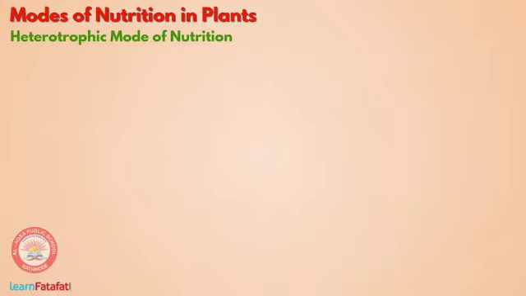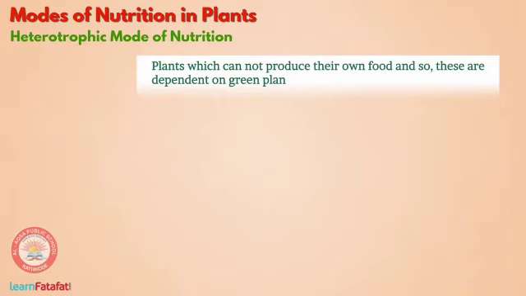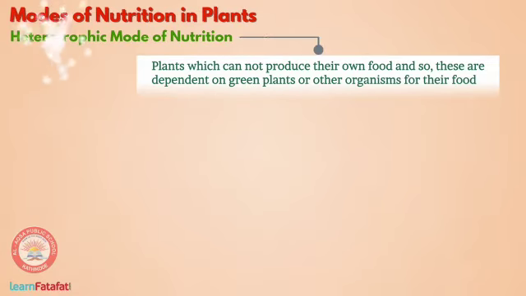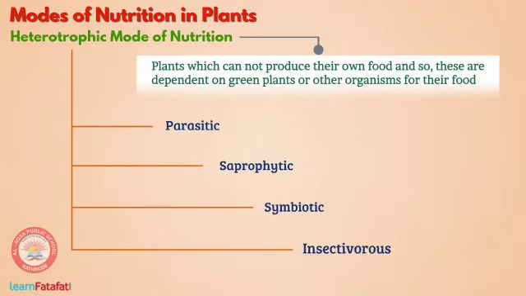Now let's see heterotrophic nutrition in plants. Plants which cannot produce their own food depend on other green plants or other organisms for their food. Such type of plants are called heterotrophic plants. Heterotrophic nutrition in plants can be classified into different types: parasitic, saprophytic, symbiotic, and insectivorous. Now let us see each one of them in detail.